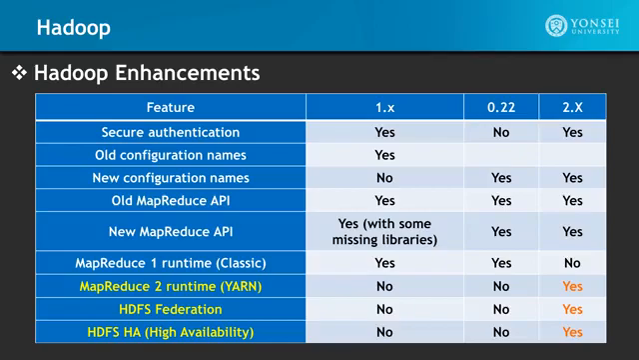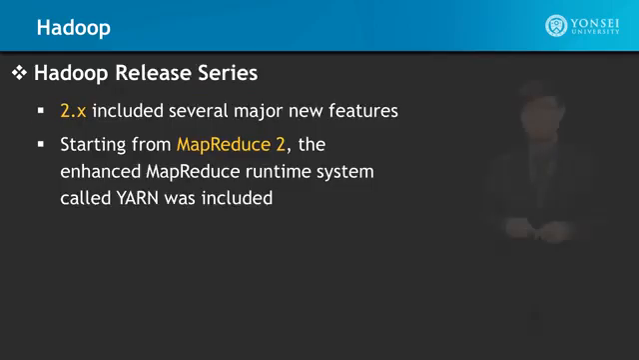You can see the bottom 3 rows which say MapReduce 2 runtime, YARN. Below that is HDFS Federation, and below that is HDFS high availability. These are the new features that were added to MapReduce and HDFS in Hadoop to provide improvements. Let's look into these 3 details.